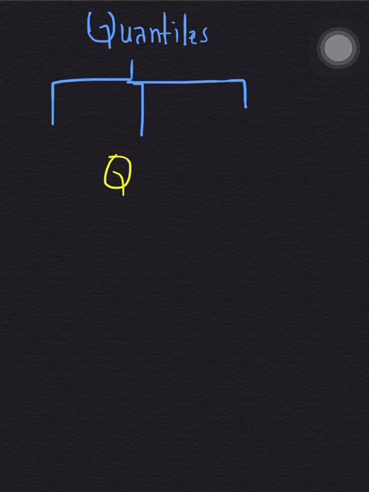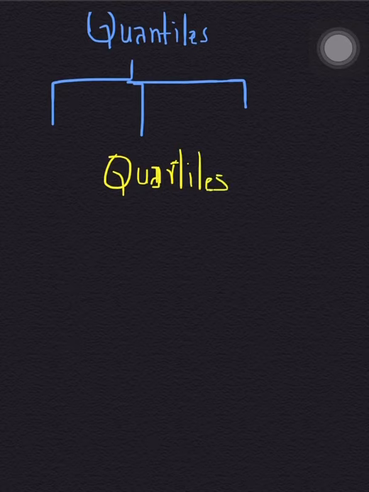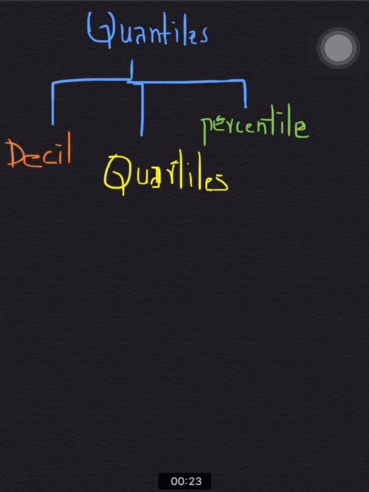So basically there are different types of quantiles in which we divide the data into equal parts. The quantiles are divided into three types. First one is quartiles, then deciles and percentiles. So these are the three types of the quantiles in which the set of data is divided into equal parts.